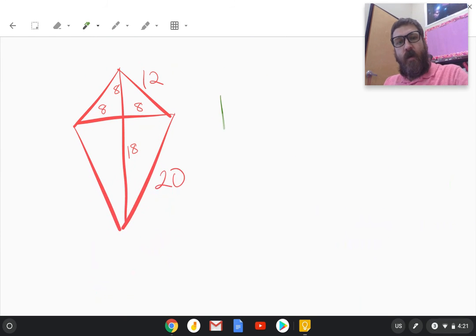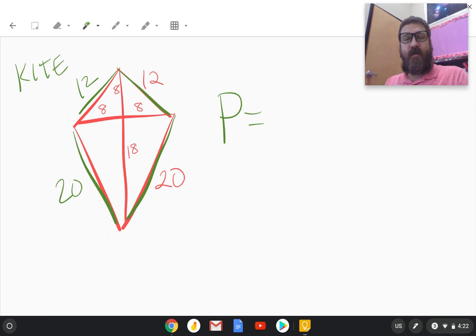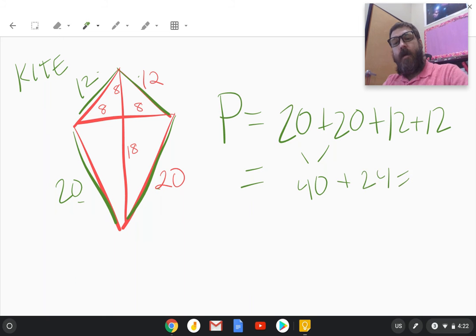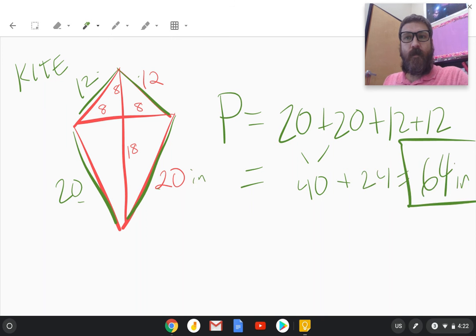When we talk about doing the perimeter of a kite, which is what you have here, you just need to add up the outside distances. We see we have 12, we have 20. This is also 20. This is also 12. We know that because that's one of the properties of kites, that these are the same and these are the same. So we're just going to do 20 plus 20 plus 12 plus 12, and we get 40, 24, so we get 64, and we'll call these inches for the perimeter of a kite.